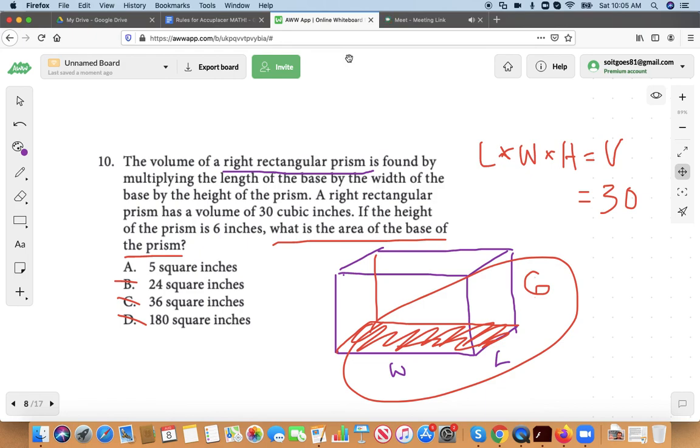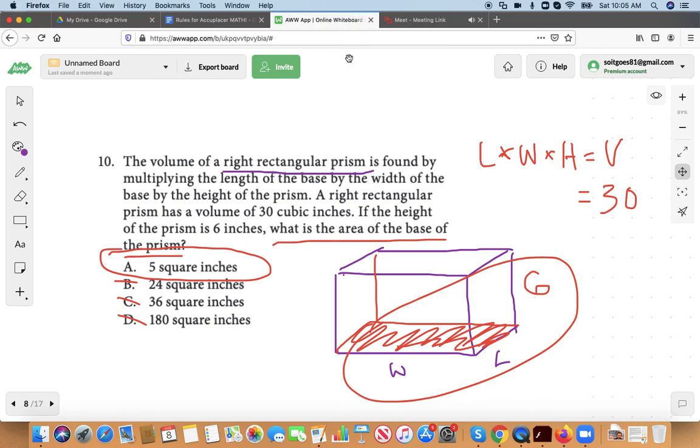Would it make sense if the area of that base is 5 when we multiply the length times the width? Now, I don't even know what the length and the width are. But if the length times the width is 5, the area of the base, would I get a volume of 30? Would I get that if I multiply the length and the width and the height? Would I get 30 for the volume? Yes. If the base is 5, absolutely. Does that logic make sense? Yes. Okay.